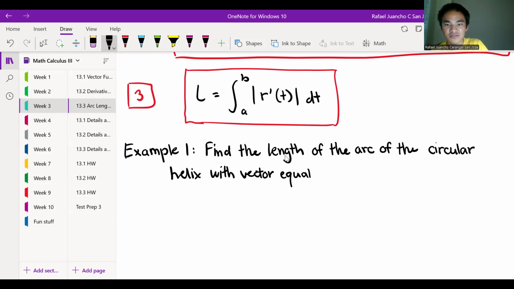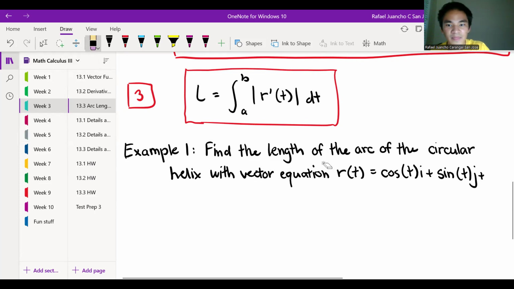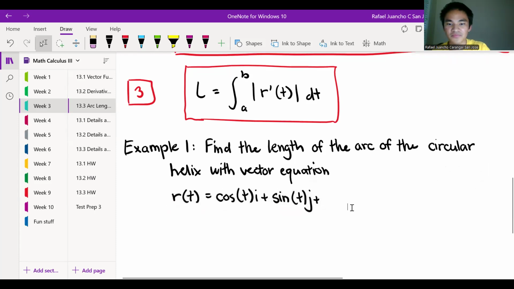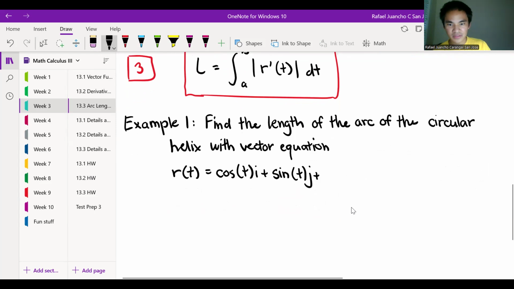So here's what we have to focus on. It's the given vector equation, maybe. Is it going to be shown? Not sure. Oh, it's shown. We use that then. So we have the given vector equation cosine t i plus sine t j plus, oops, my bad. I use my eraser. Let's put that here maybe. Okay, plus t k.